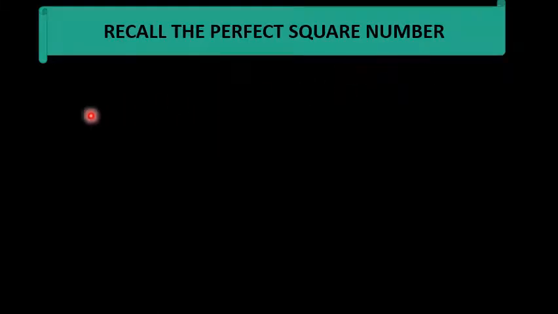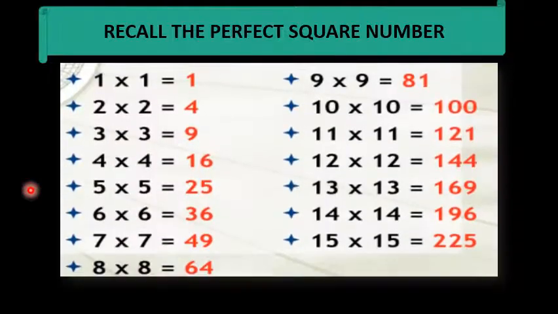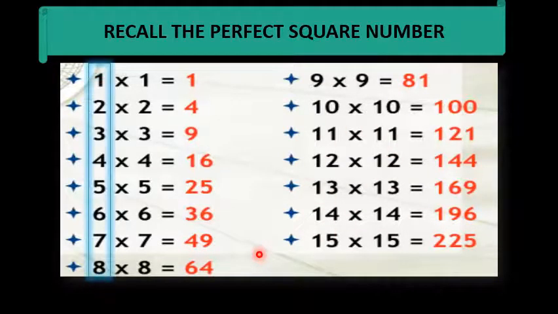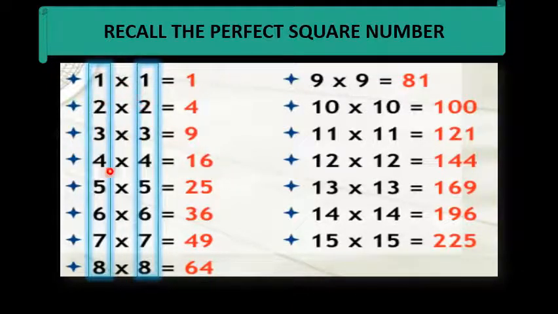Recall the perfect square numbers. 1 times 1 equals 1, 2 times 2 equals 4, 3 times 3 equals 9, 4 times 4 is 16, 5 times 5 equals 25, 6 times 6 equals 36, 7 times 7 equals 49, 8 times 8 equals 64. This is the same as this one. The blue boxes are usually the answer when we factor the difference of two squares.